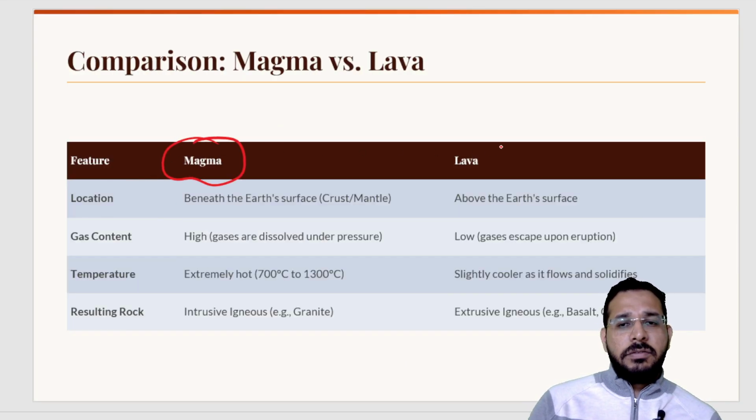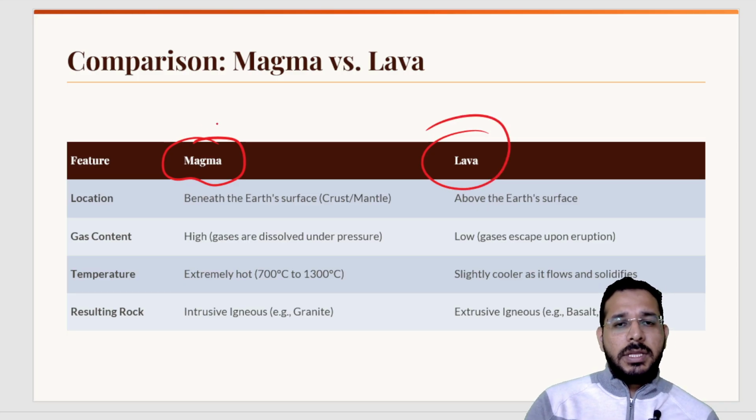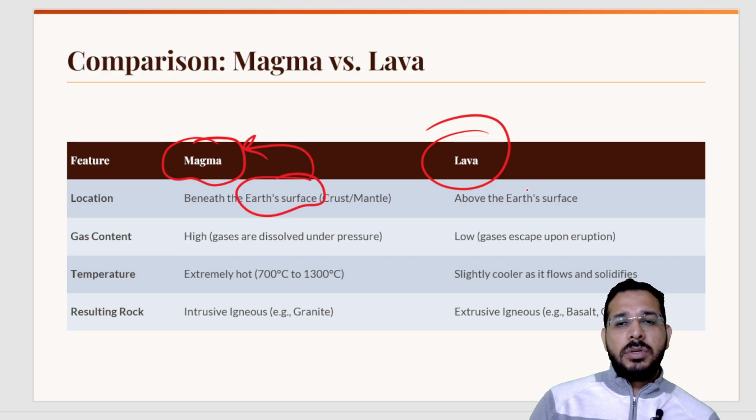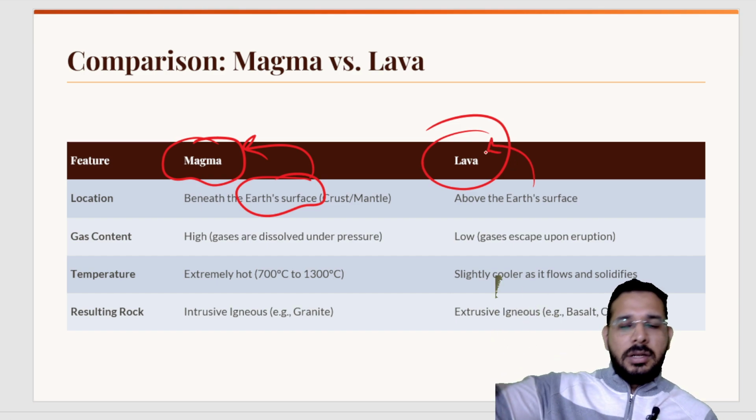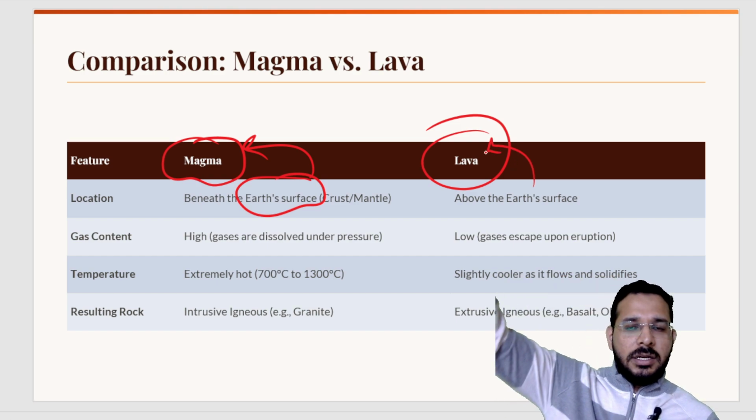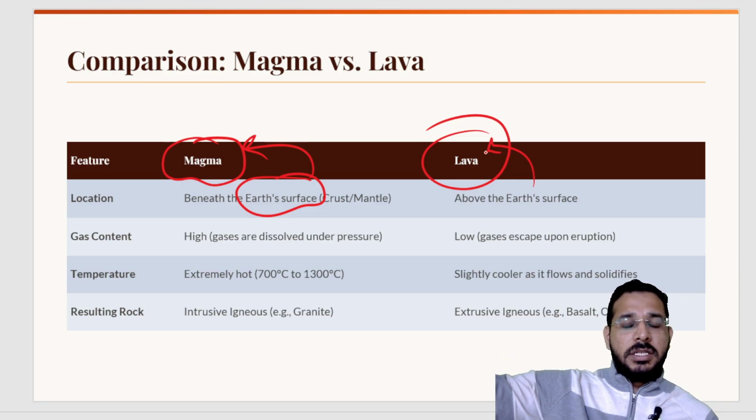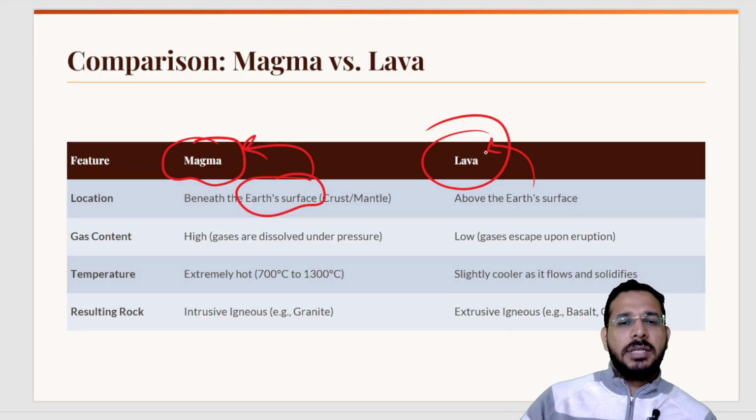So what is the difference between lava and magma? We have been using the words magma and lava. When the molten material is present inside the earth, beneath the earth's surface, it is called magma. When it comes outside, on the earth's surface, it is called lava. Similarly, when meteors are present in space, they are called meteoroids. When in the atmosphere of the earth, it is called a meteor. When it reaches the earth's surface, it is called a meteorite. So similar to that, based on its location, the name is changing.